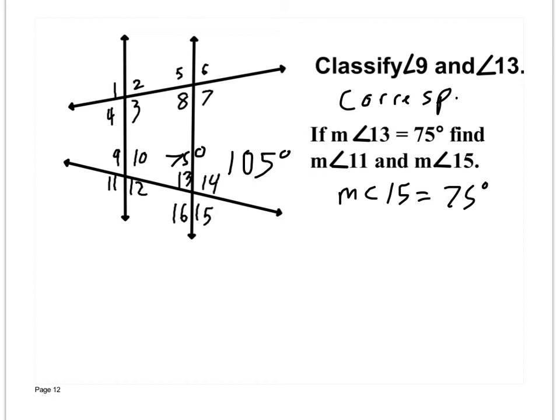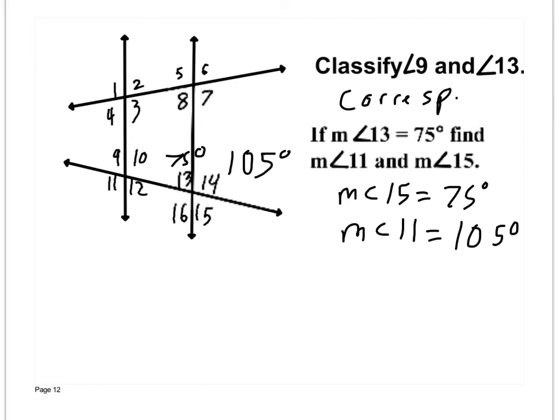Now could I find angle 11? Based off what? What relationship? No, 14 and 11 are on opposite sides. So what's the word when they're on opposite sides? Alternate. And are they interior or exterior angles? Exterior. So based off alternate exterior angles, I know what 11 is. What is the measure of angle 11? 105.